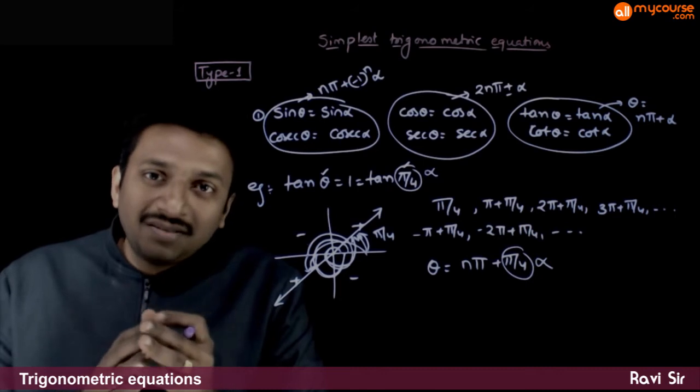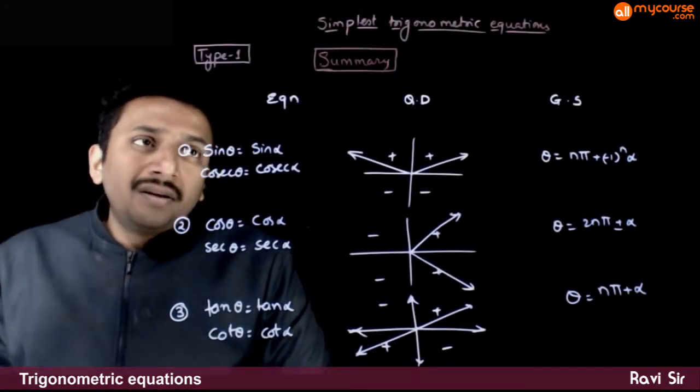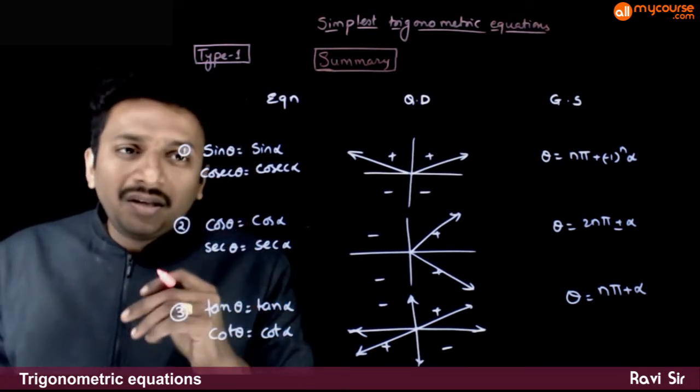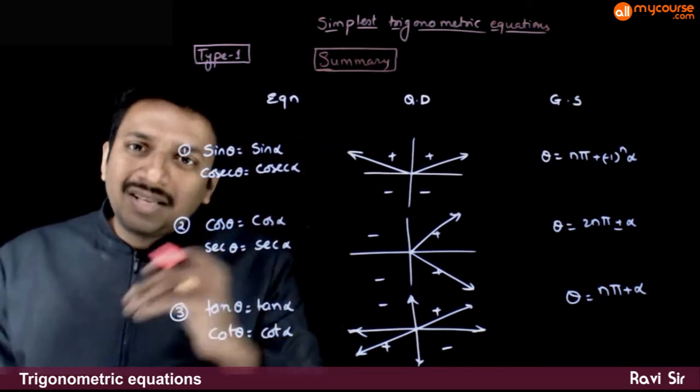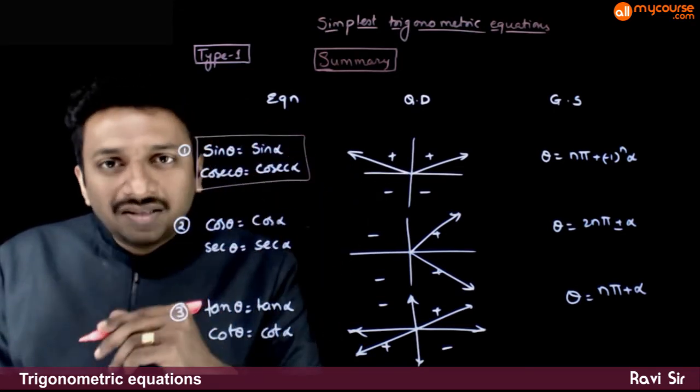So let us try to summarize this and take some examples. To summarize this topic, simplest equations of type 1 have 3 subtypes. First type is sin theta is equal to sin alpha or cosecant theta is equal to cosecant alpha.